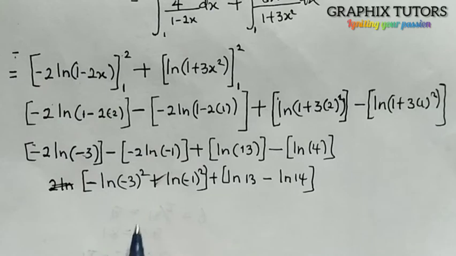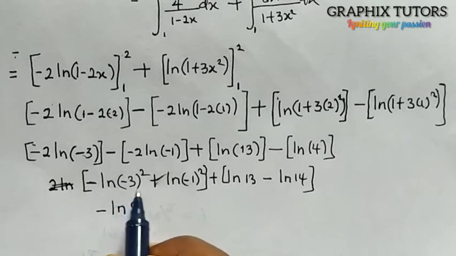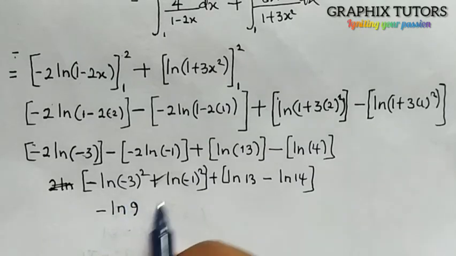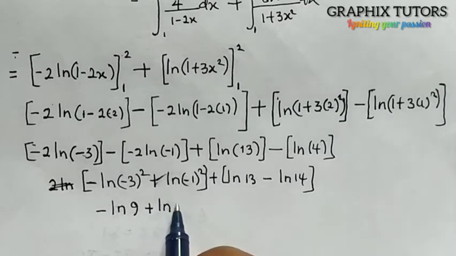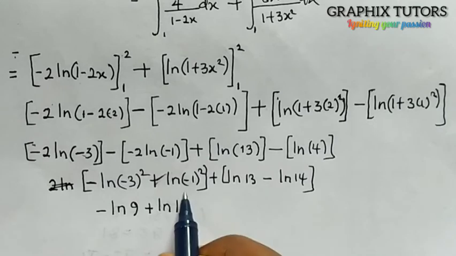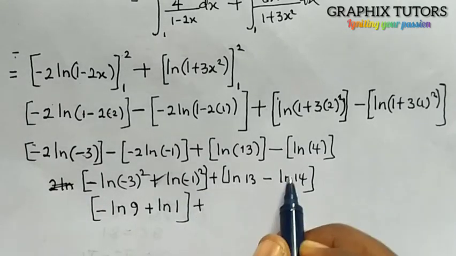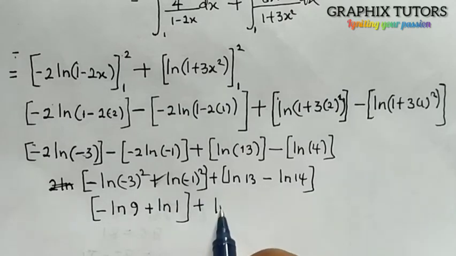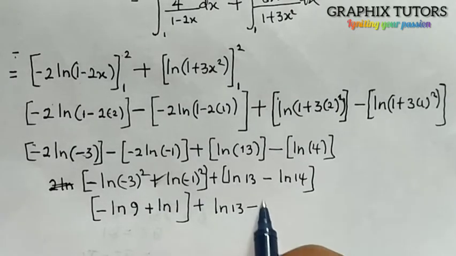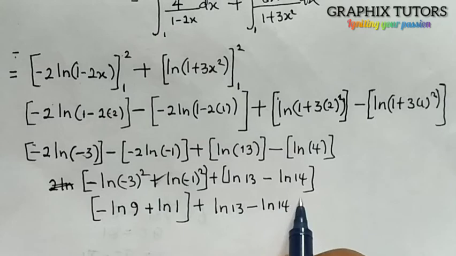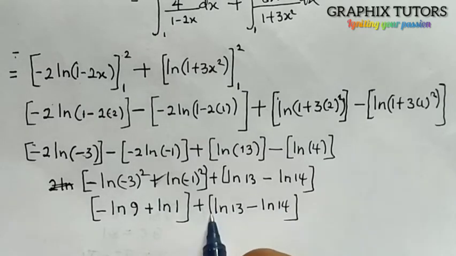So let's see how it goes. This will give me minus ln 9 because minus 3 square is 9. This will give me plus ln 1, right? I'll put inside bracket also. So plus, this will give me ln 13 minus ln 14. So this is what we have here.